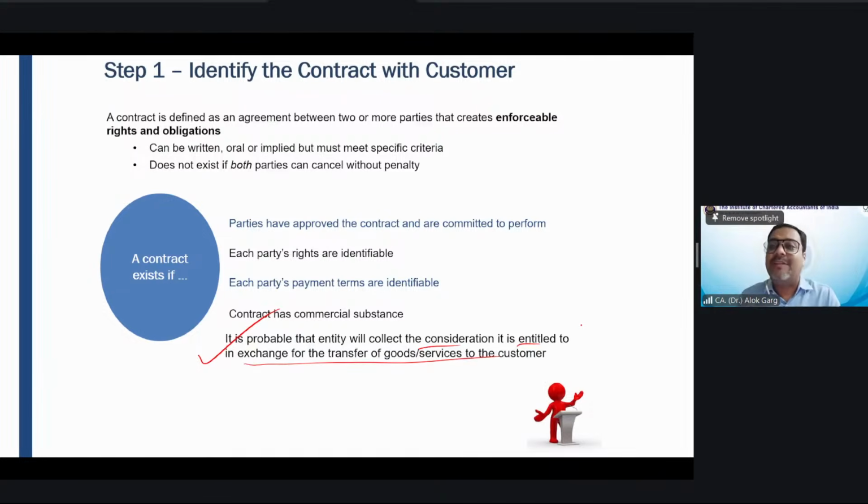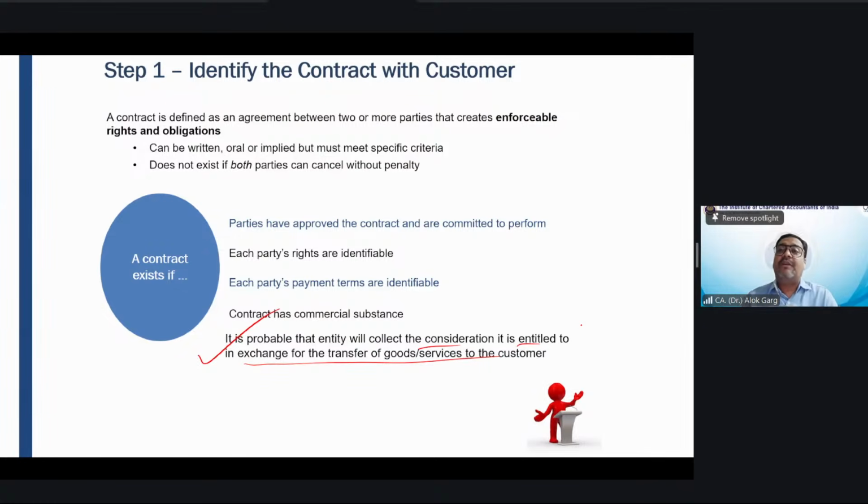It is probable that the entity will collect the consideration. That means if the goods and services provided are for 10 lakh rupees, but the probability of collection is only 6 lakh rupees, you have to recognize 6 lakh rupees. Sir, what happens if tomorrow the customer pays me 8 lakh rupees? Then 2 lakh rupees of additional revenue has to be recognized.